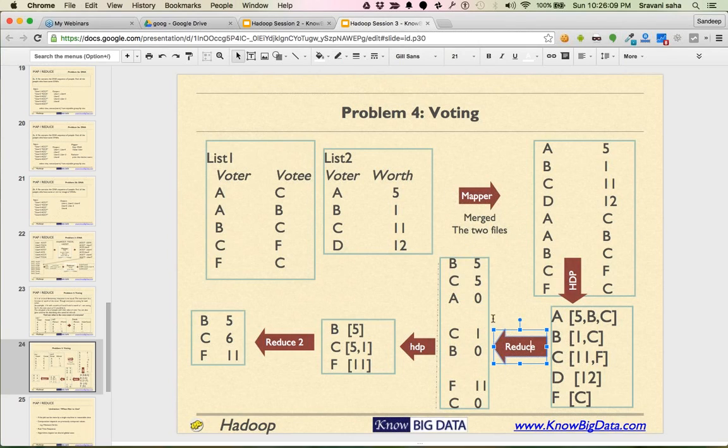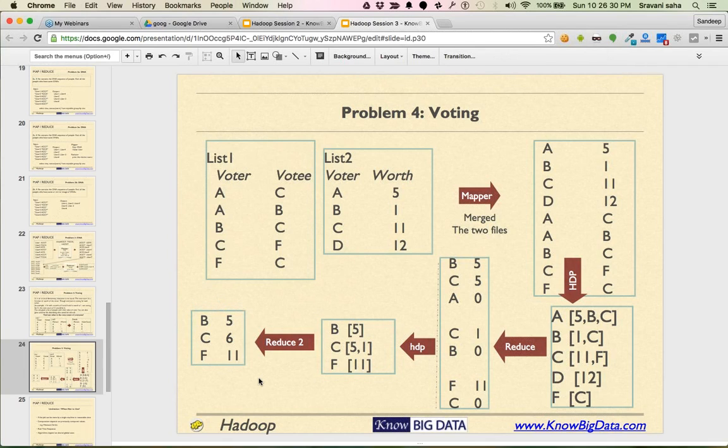From here till here, from these two files, we got this file because of the first phase of MapReduce. Now the second phase is very straightforward. Second phase is simply group by the key and sum by the value. And we will get the vote count of all the people.